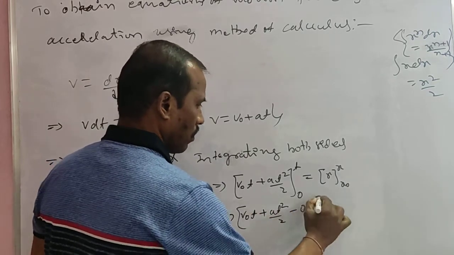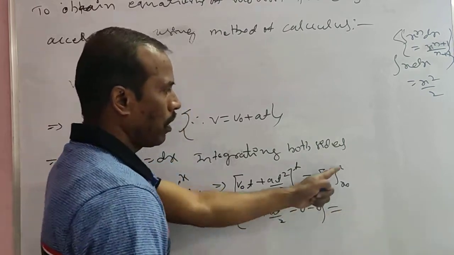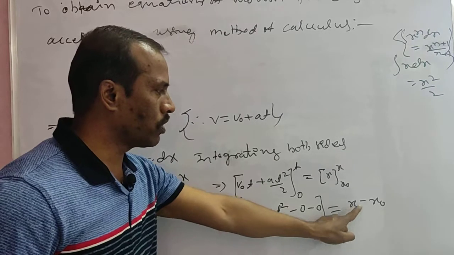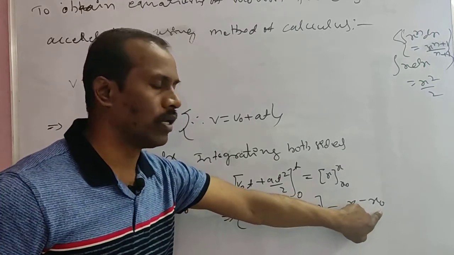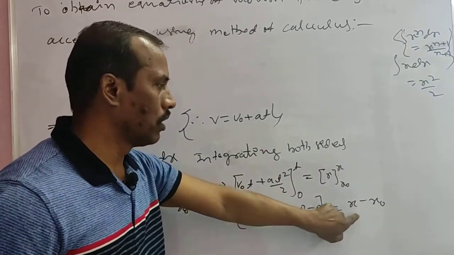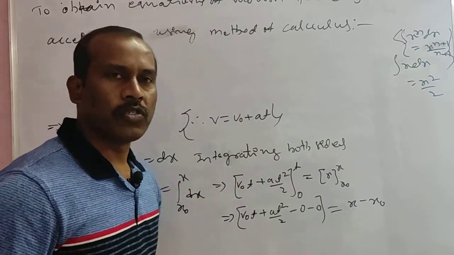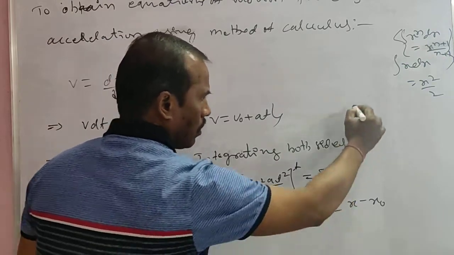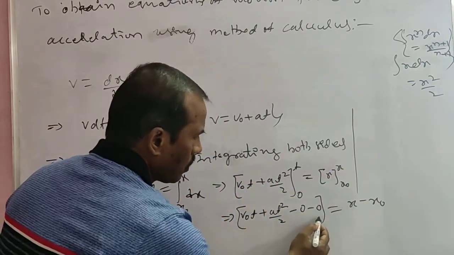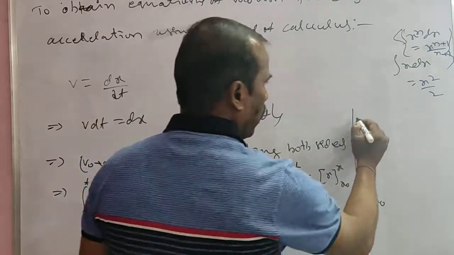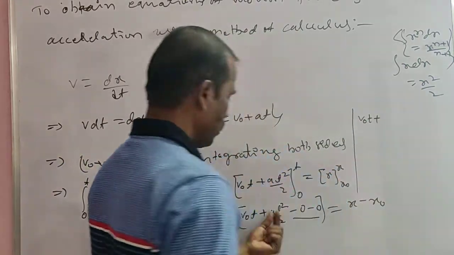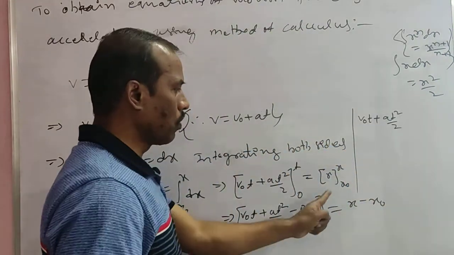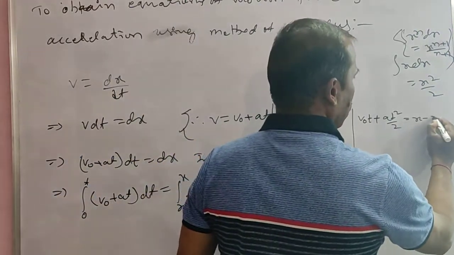Upper limit x is the final position, lower limit x naught is the initial position. x naught means the initial position, x means the final position of the particle. Now simplifying the remaining terms, these two are 0. So v naught t plus at squared by 2 is equal to x minus x naught.